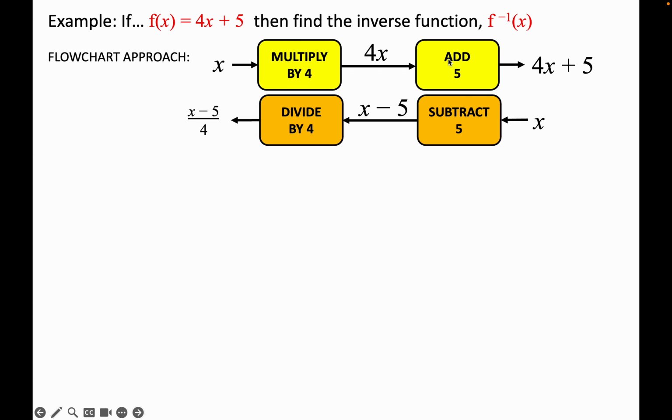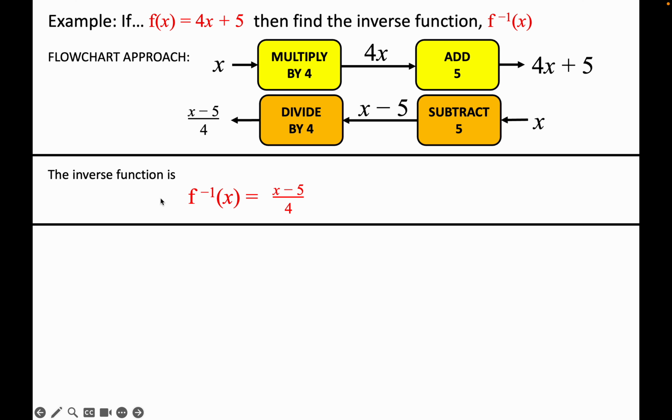So the opposite of adding 5 is subtracting 5. The opposite of multiplying by 4 is dividing it by 4. So taking an x and putting it backwards through all those reversing processes, you get x, subtract 5, gives you x minus 5, and divide that by 4, gives you x minus 5 over 4. So the inverse function is x minus 5 over 4.